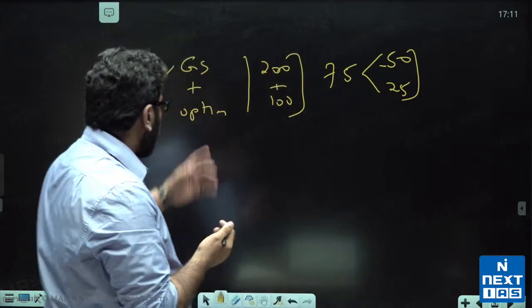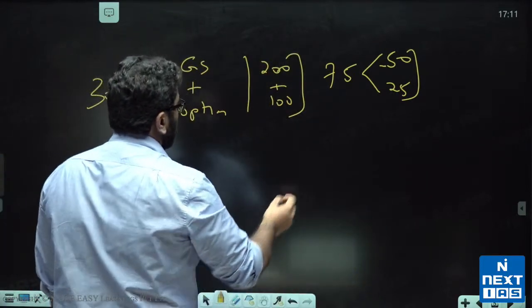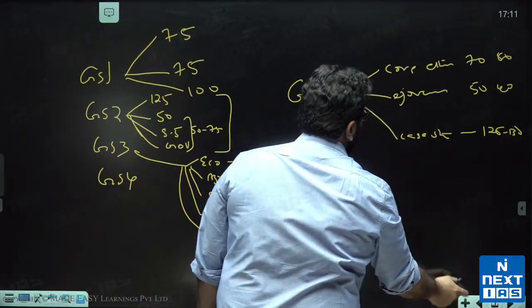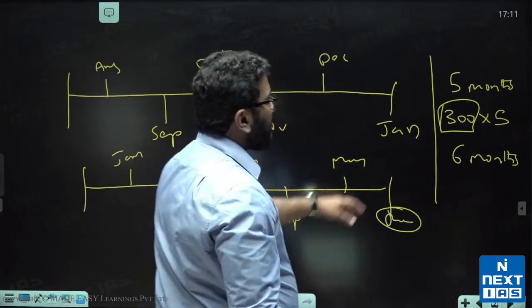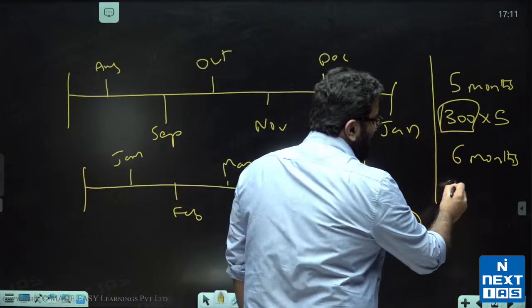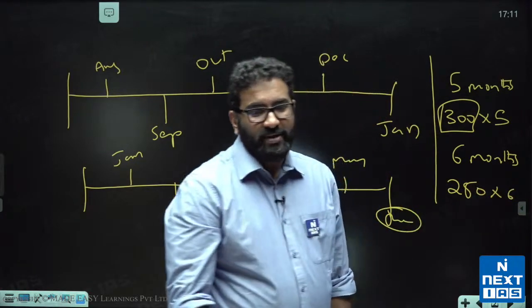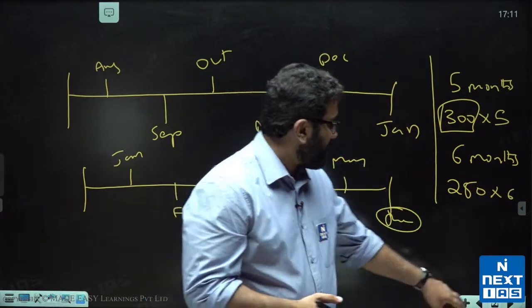And when you are completing a particular part of the syllabus, we have to do this in 5 months, right? You also have another composition: if you are not planning for 5 months and you're planning for 6 months, this comes down to 250 marks per month into 6 months, right? This is another way to go about it.